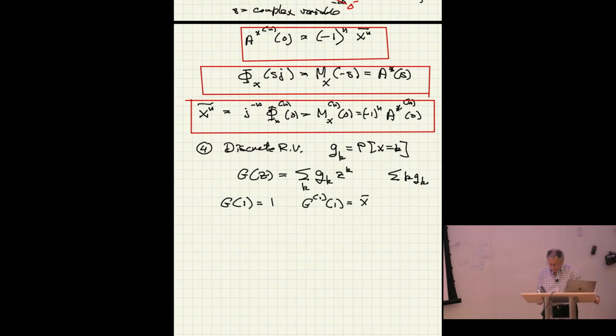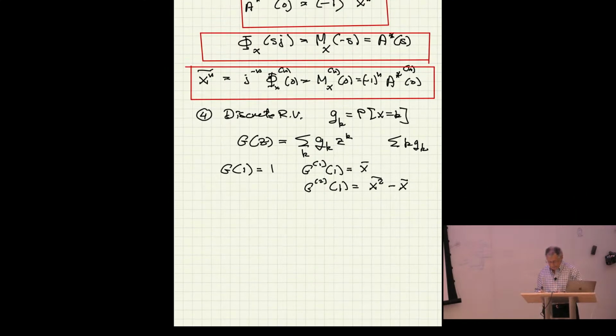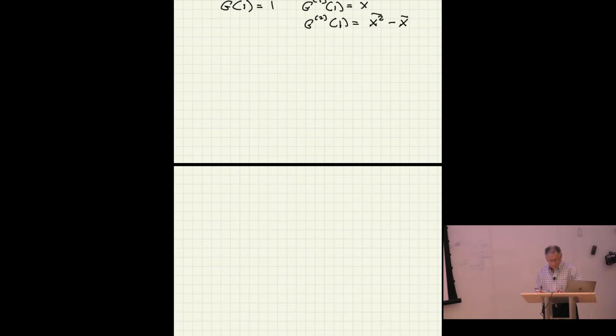And while I'm at it, what's the second derivative at 1? Well, it's going to be k times k minus 1, g k summed, which would be the second moment minus the first moment. You should have been suffering with some of this in the homework. I know we didn't have expectation in this homework round, but you saw it in my last lecture. You will certainly be looking at this in your next homework.